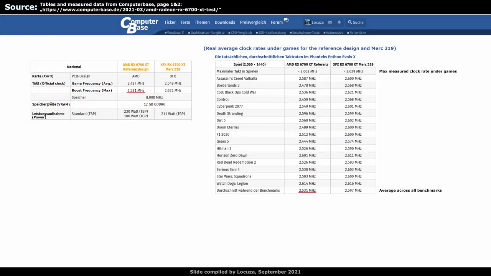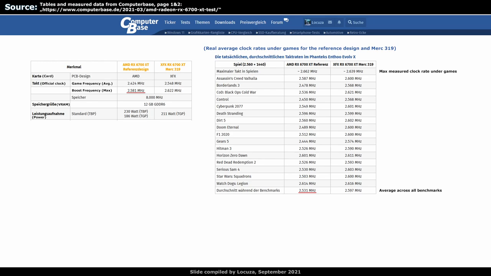The 6700 XT, which is going to be the reference for Navi 22, is clocking on average at 2.531 GHz under 16 games, benchmarked by Computerbase at 1440p. That's just a little bit under the advertised maximum clock frequency of 2.581 GHz, which is not the real maximum clock frequency, because under some games the GPU is running over 2.6 GHz.